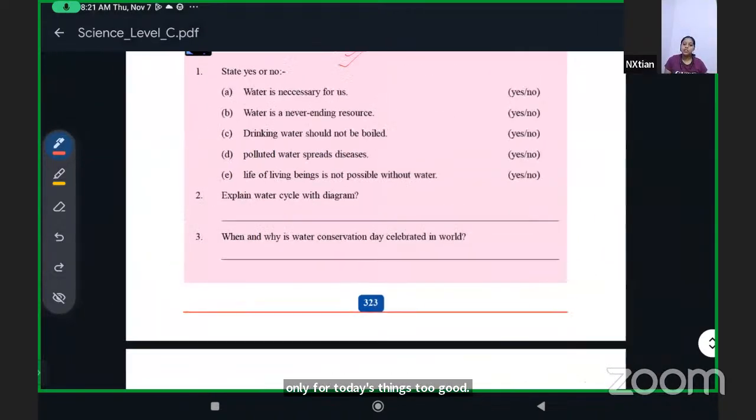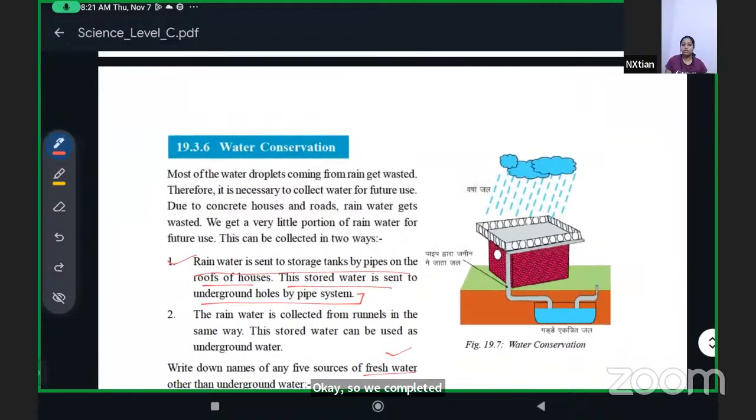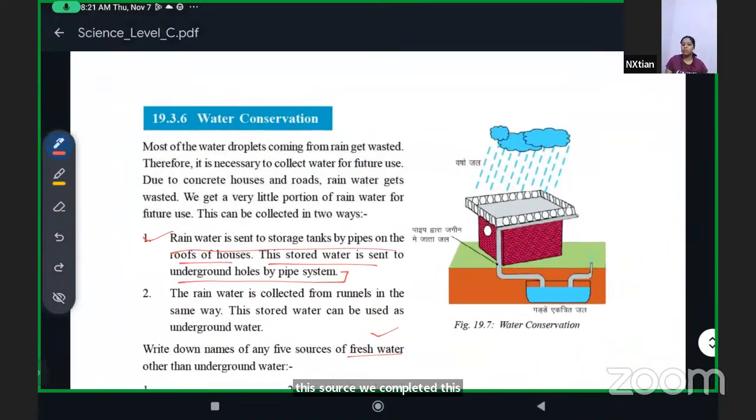Okay, so we completed this natural source of water today. All right. Anything else that you want to ask? Any questions or any doubts until now in this resource, water?